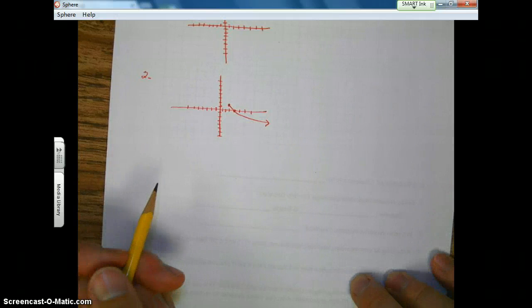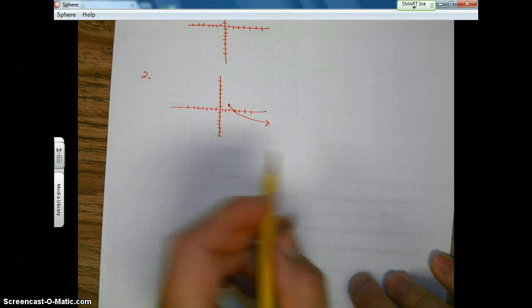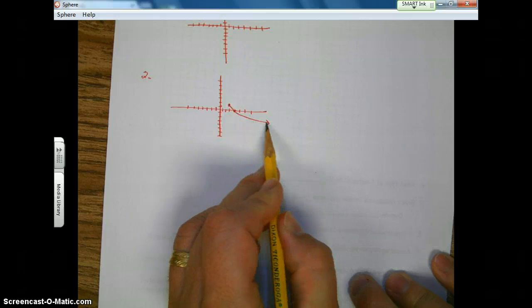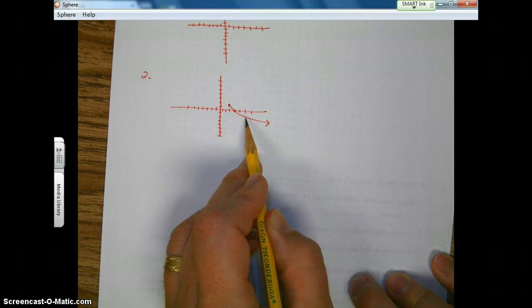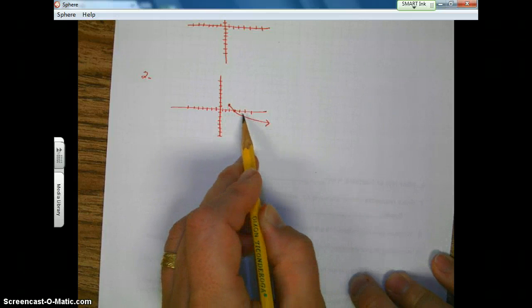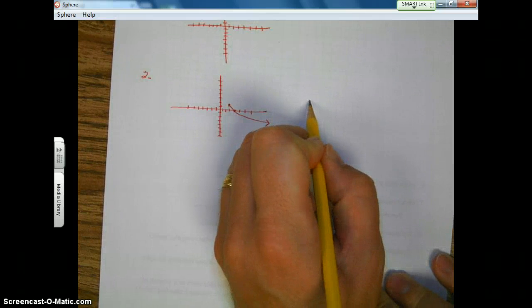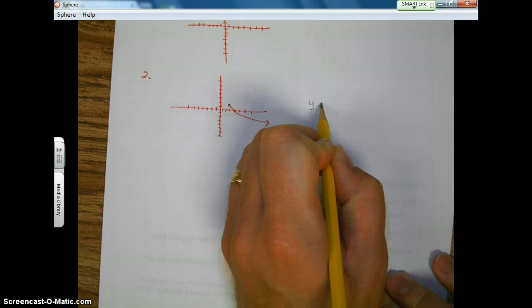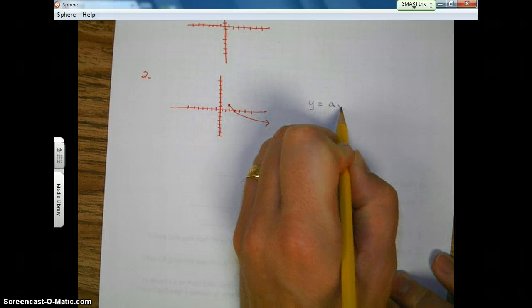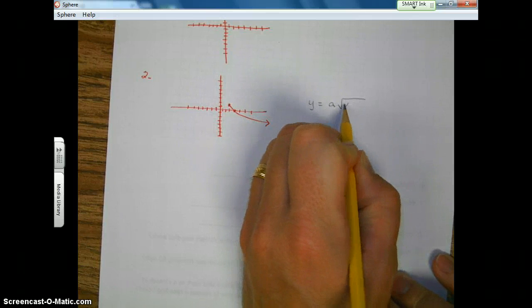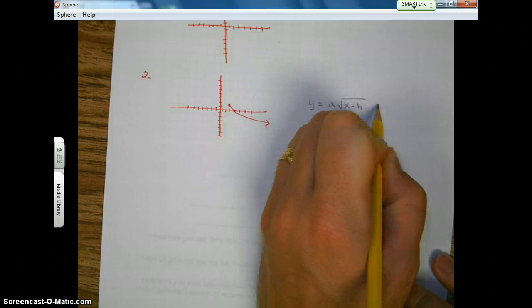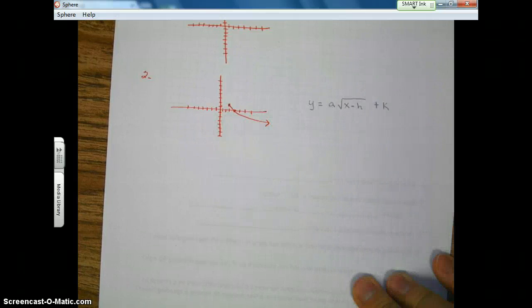Okay, welcome back. So first of all, we have to recognize what type of function this is. In this case, it's a square root function. And so the square root function goes like this: y equals a times the square root of x minus h, plus k. So we just need to put the numbers in.